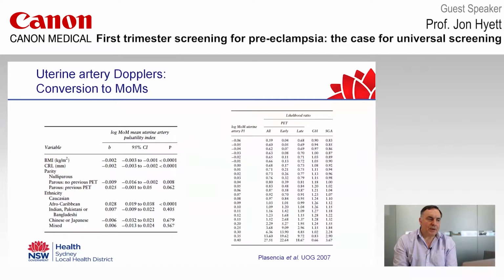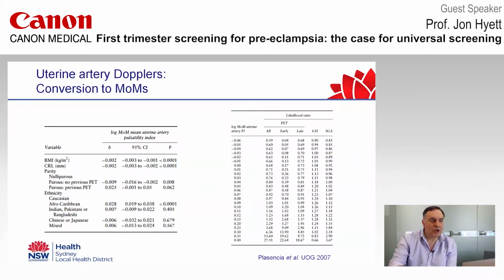So when we talk about uterine artery Dopplers, again, we are doing this process of momming the data, and the table on the left just demonstrates the fact that we do this by calculating maternal BMI, looking at the gestational age of the pregnancy, and then we also take account of parity and ethnicity of our patients.